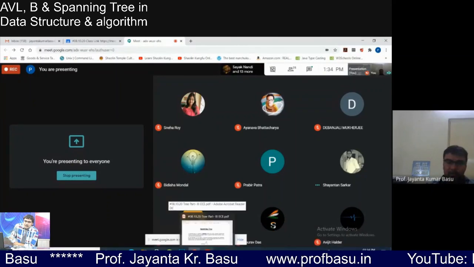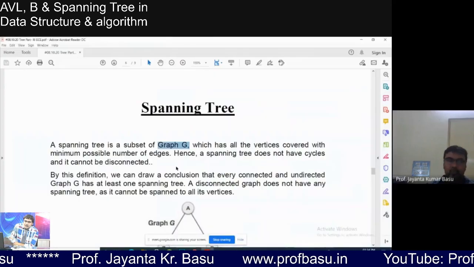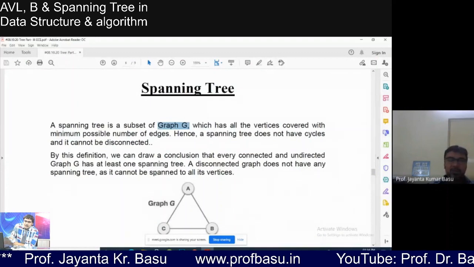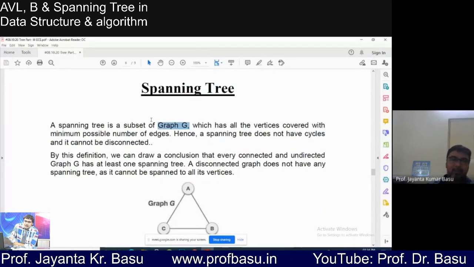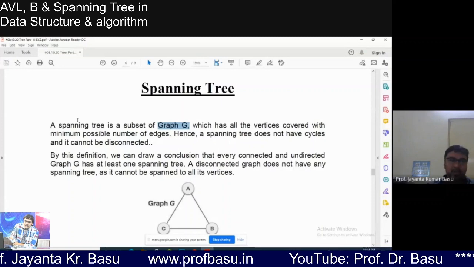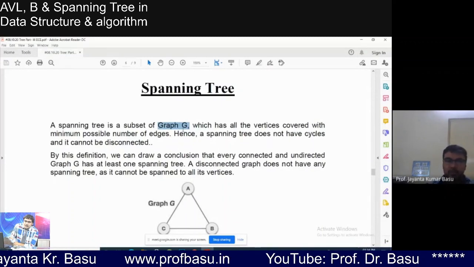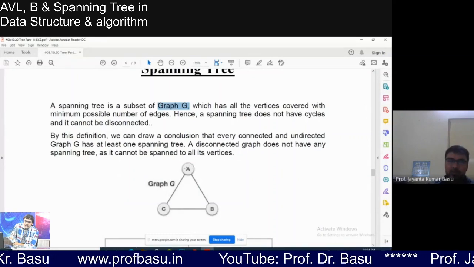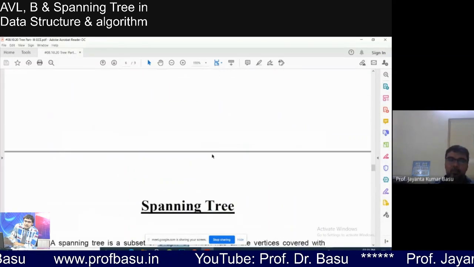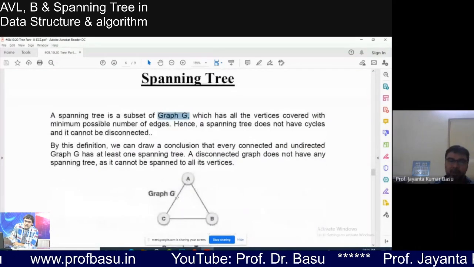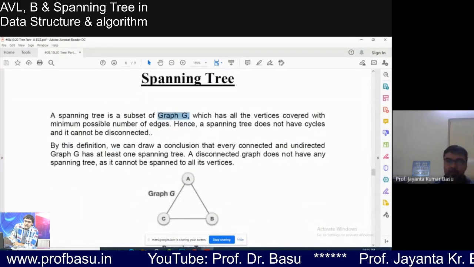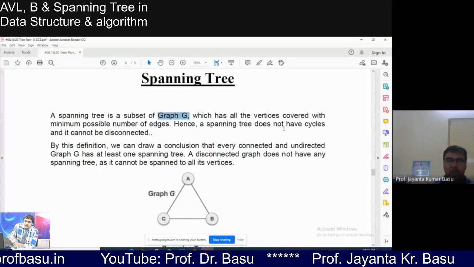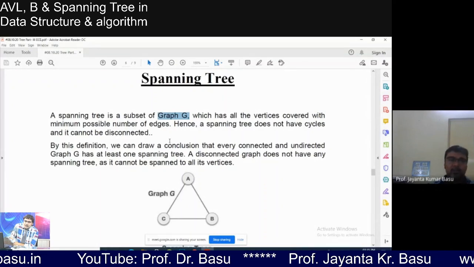Anyway, you study this graph in mathematics also. A graph is nothing but a collection of some nodes connected in a particular manner. A spanning tree is a special type of graph. A spanning tree is a subset of graph G which has all the vertices. You can consider these vertices as the nodes, right? The graph is connected and covered with the minimum possible number of edges, since a spanning tree does not have a cycle and it cannot be disconnected.